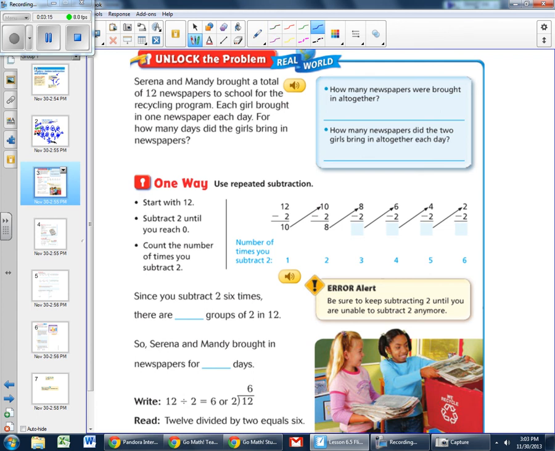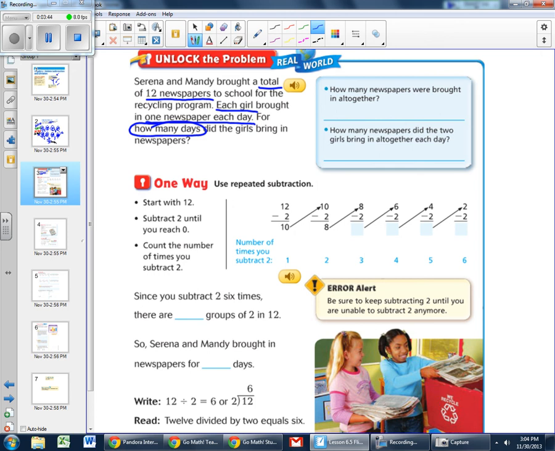Remember, when we're doing these problems, you want to go back and reread and find important facts. The total of 12 newspapers was brought to school. Each girl brought 1 newspaper each day. And then our question, how many days did the girls bring in the newspaper? I want you thinking like that and talking through each one of those so that you can make sure you're getting all the information every single time.